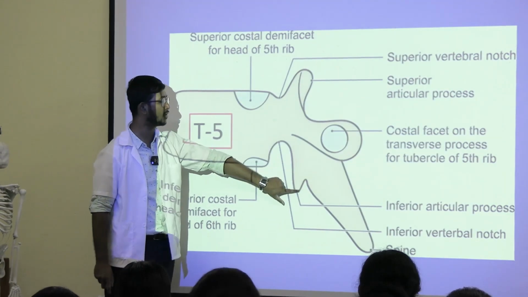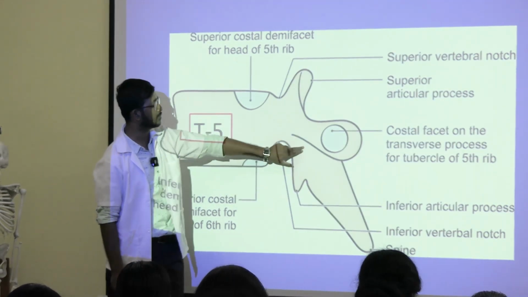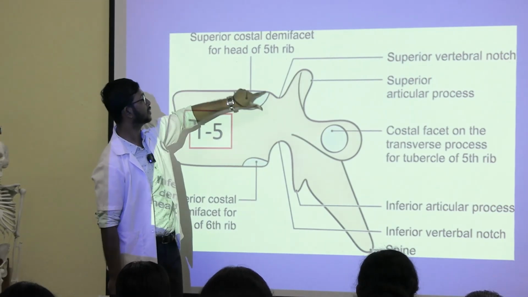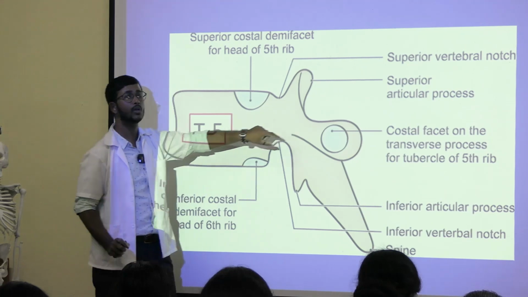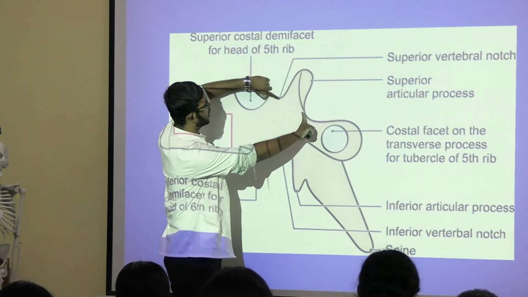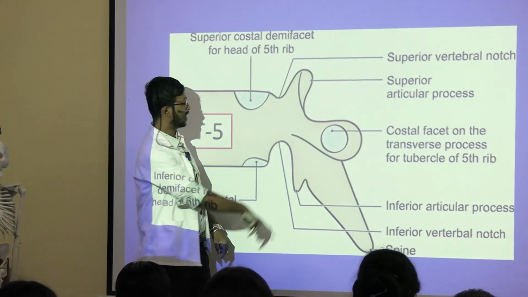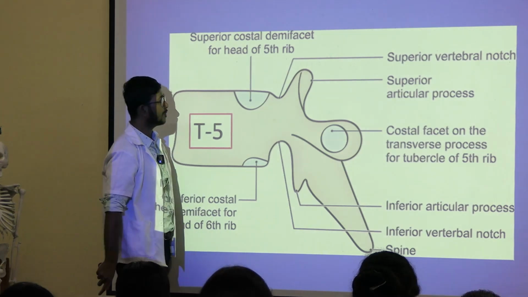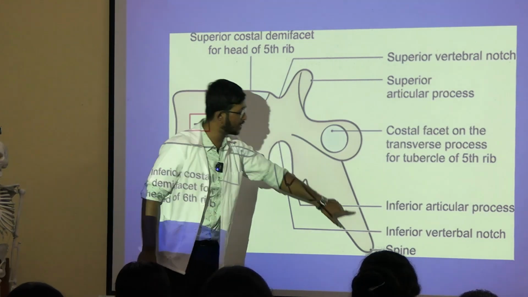This is your inferior articular process, arising directly from the lamina. This is your superior articular process, arising from the junction of the pedicle and the lamina. So, the point to be noted is that the superior articular process arises from the junction of pedicle and lamina, but the inferior articular process arises directly from the lamina itself.